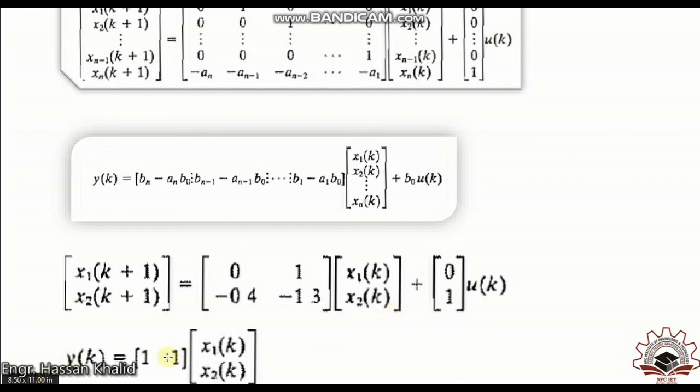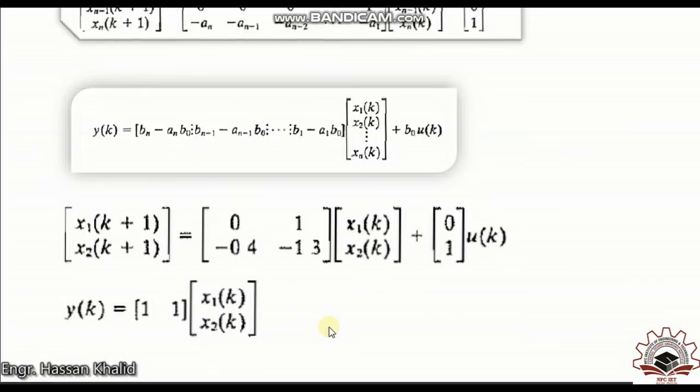Similarly, we can also find out the values of the vector C matrix by taking help of this formation, where b naught was 0 and we have the values of bn, that was b2 and b1, that were given as 1 and 1. So this is how we actually formed our canonical form.